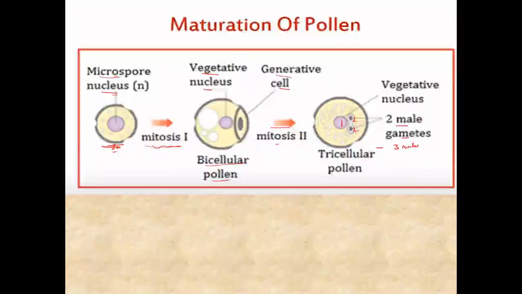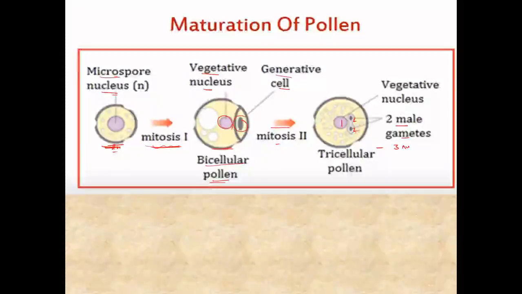It is said to be the matured pollen grain. The microspore, a haploid cell, will undergo maturation through the first mitosis, during which it will divide into one generative cell and another vegetative nucleus. That ends the first mitosis, which forms the bicellular pollen. So this is a 2-cell stage. In some plants, pollination takes place at this 2-cell stage.